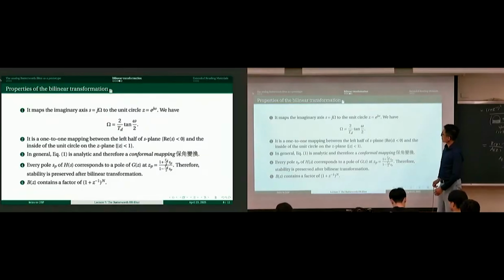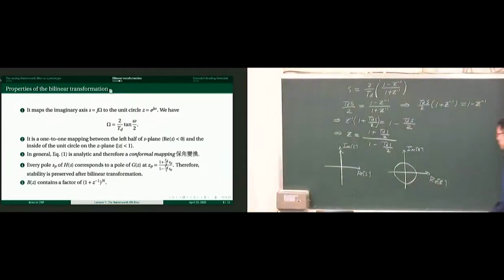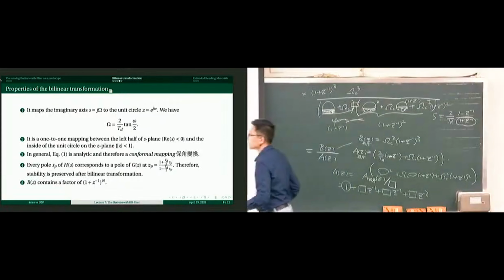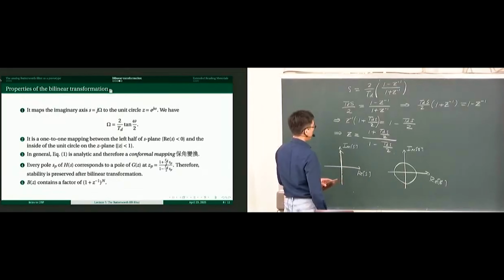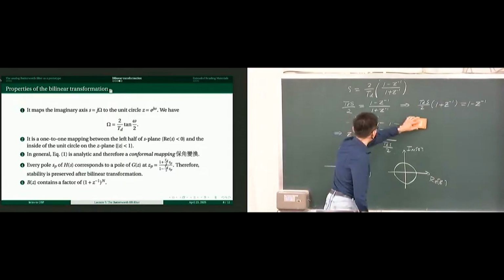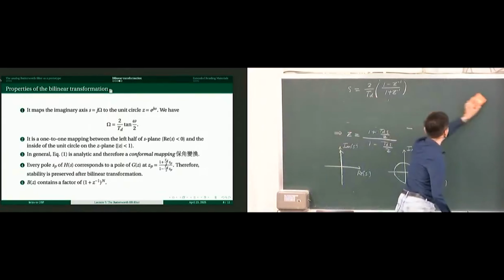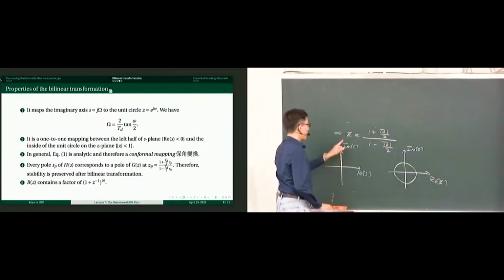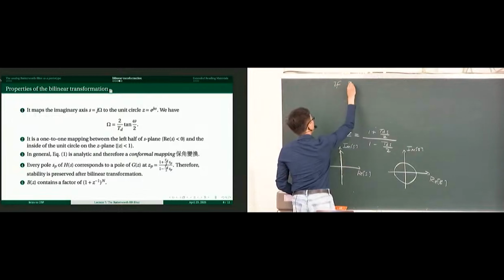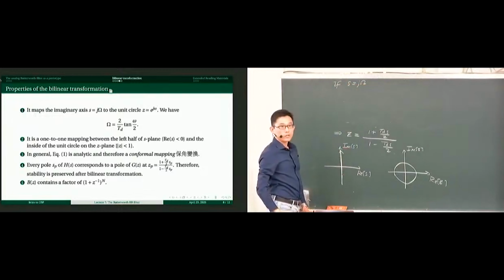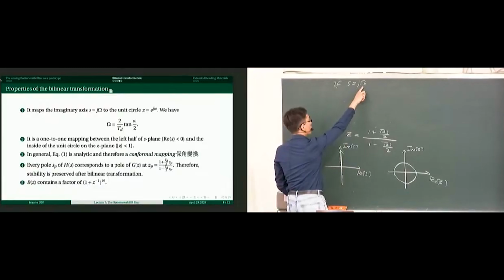Quickly, I think we should just show it to make sure that we understand what's going on. So how do we show it? I think it might be easier in this direction. Let's say from here, that's Z as a function of S. If S is j omega, where is this mapped to in the Z plane? So we just substitute S with j omega right here.